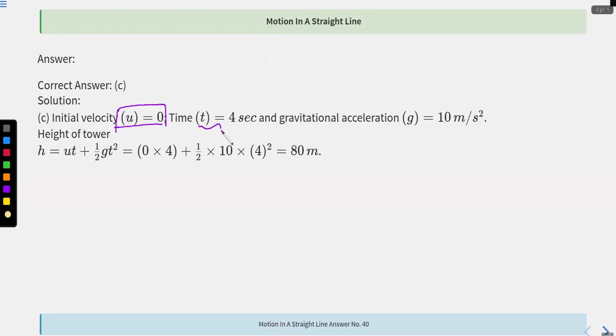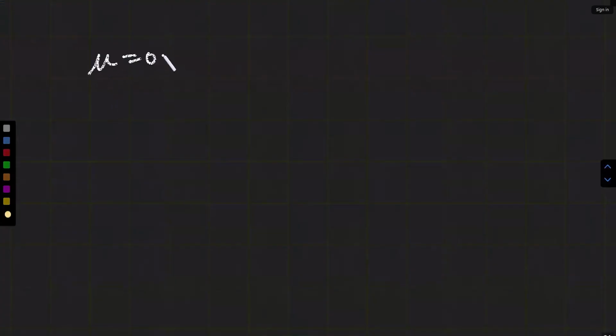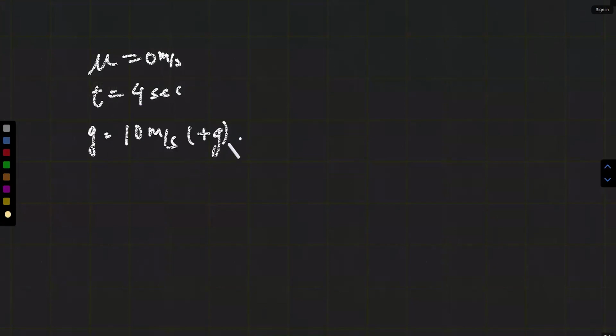Okay. The time is 4 seconds. So initial velocity u is equal to 0. Time is 4 seconds. And the gravitational constant g will be 10 meters per second squared, which is plus g. Why will it be plus g? Because it is coming down. As it is coming down, I will have plus g.